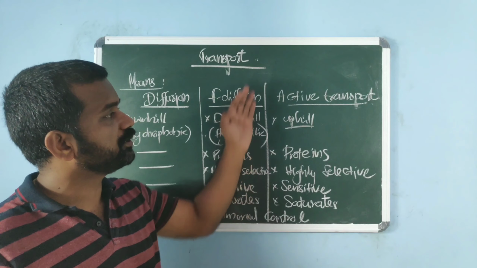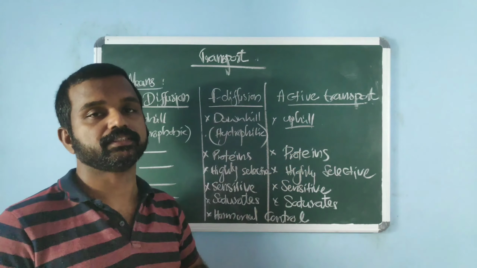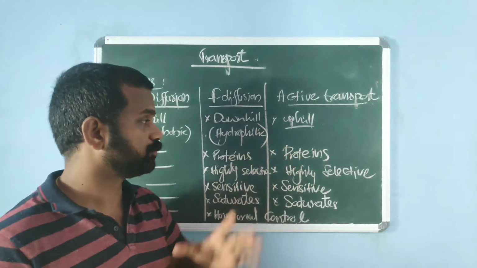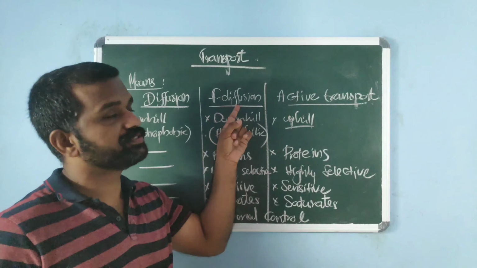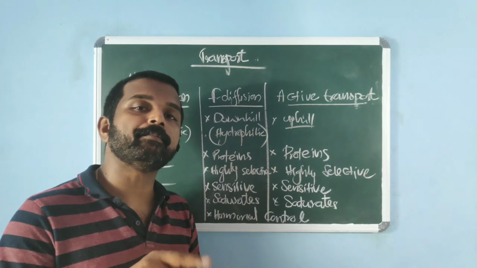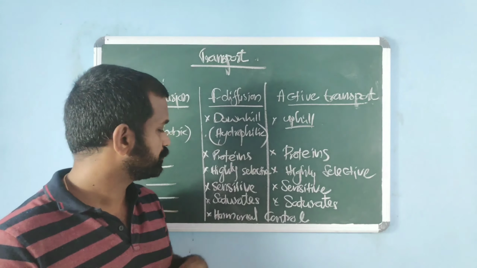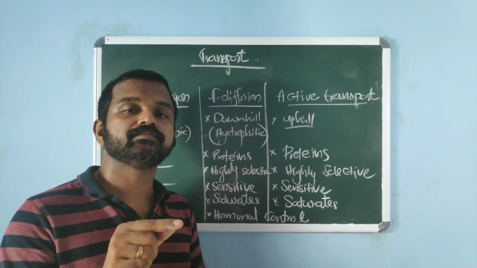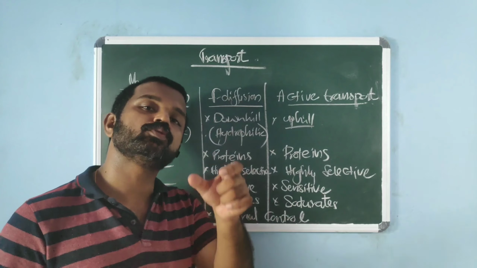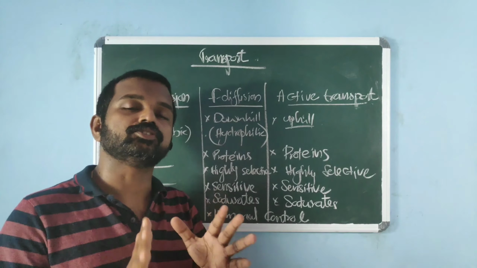And if we compare facilitated diffusion and active transport, a few similarities are: in both the cases proteins are present. Proteins present in the plasma membrane are involved in both facilitated diffusion and active transport. The protein involved in facilitated diffusion is known as porin, whereas in active transport it is a pump. Both are highly selective. Why? Because proteins are specific, and both are sensitive to inhibitors that bind on protein side chains. In both cases, transport saturates when all the proteins are used up. And both are under hormonal control.